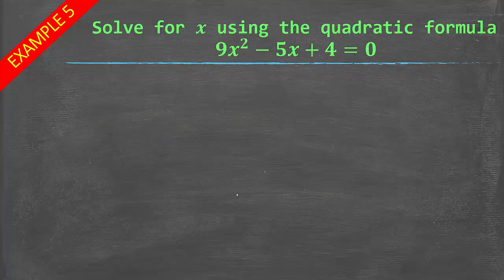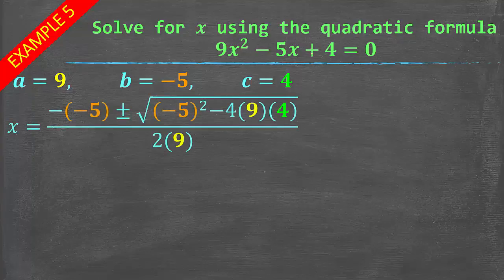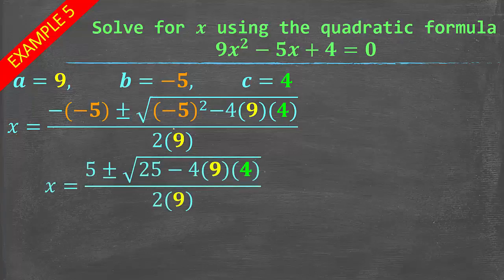Solve for x using the quadratic formula. Now it's straightforward. We have it in standard form. We know that a is 9, b is -5, c is 4. All we need to do is plug that into our quadratic formula. Again, remember this is the opposite of b. So just because b is a -5 doesn't mean we're going to leave it as a -5. Now it's going to change to a +5. -5 squared is 25, minus 4 times 9 times 4, all over 2 times 9.